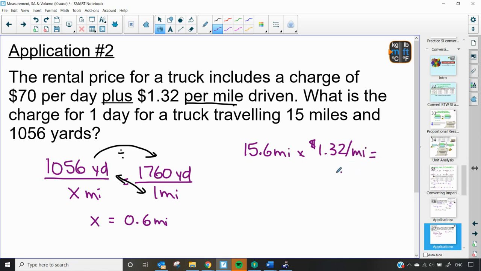is $20.59. Now we get 20.592, but when we're dealing with money, we round to the nearest hundredth. Now, after that, we know that we're also paying a $70 per day charge. So we're going to add the $70, and that gives us a total cost of $90.59.